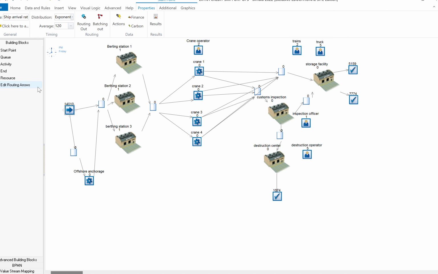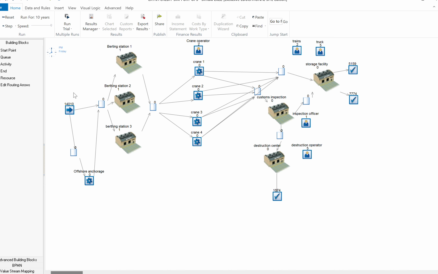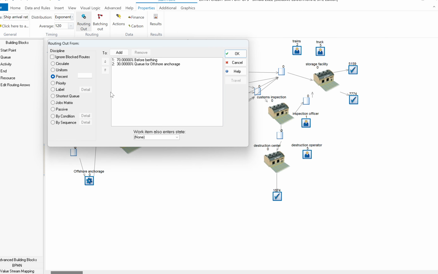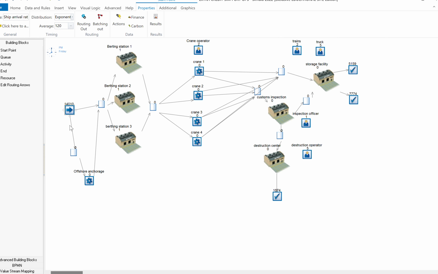This is the ship arrival rate. It's an exponential distribution, and on average, a ship comes in every 120 minutes, and there are 2 routes it can go. We have routing out from here, and as you can see, there are 2 probabilities. So it could go to either the berthing queue or the queue for offshore anchorage.